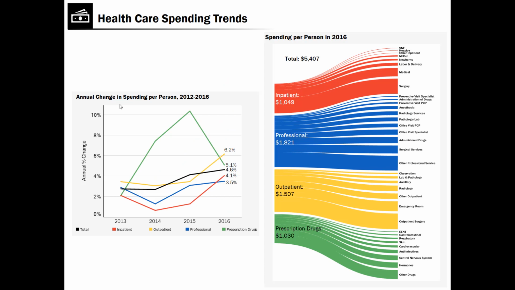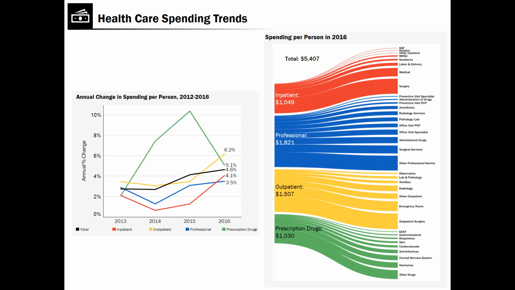So the next slide, the slide that we're on, just so I don't confuse anybody, I'm sorry, that's my fault. This subdivides total spending into 4 major categories, and then we further subdivide it into 35 subcategories. And so you can see that total spending per person in 2016, again, this is a non-elderly working population plus their dependents, was $5,407 and splits out according to the chart on the right, $1,000 for inpatient, almost $2,000 for professional services, $1,500 for outpatient services, and $1,000 for prescription drugs.